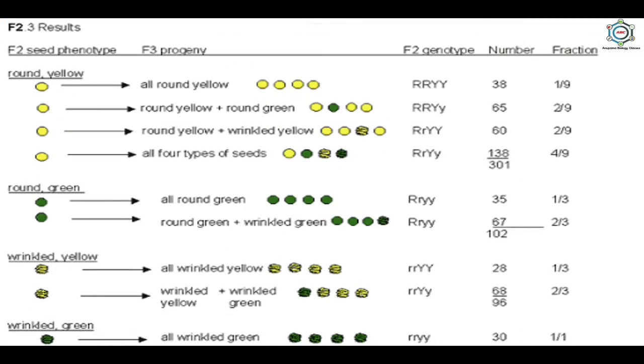Now, Mendel actually got 529 seeds from F2 plants, and these include 301 round and yellow seeds, 102 round and green seeds, 96 wrinkled and yellow, and 32 wrinkled and green seeds. He found that plants with yellow and green cotyledons were in the ratio of 12:4 or 3:1, and the plants with round and wrinkled seeds were also in the ratio of 12:4 or 3:1.